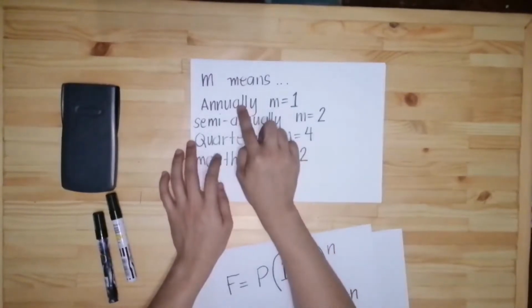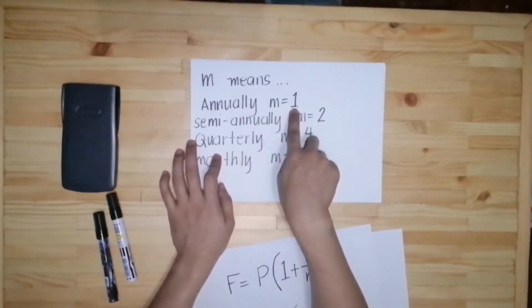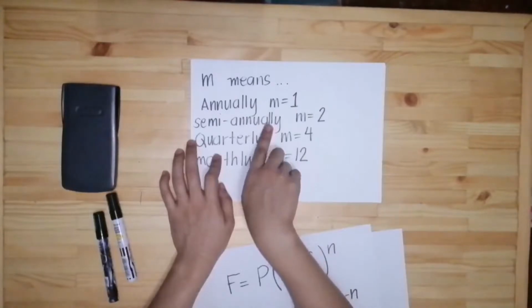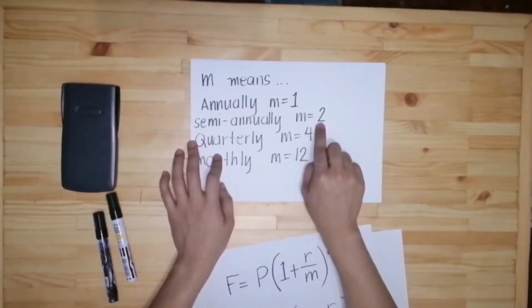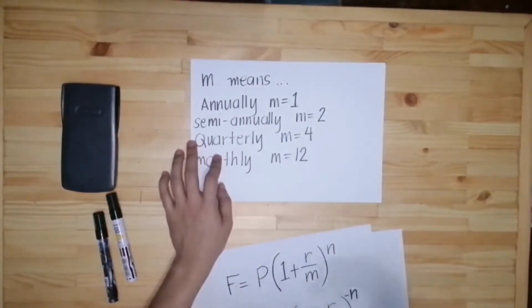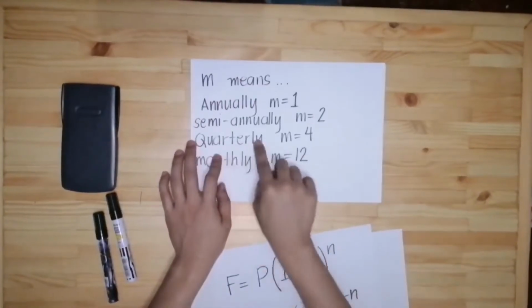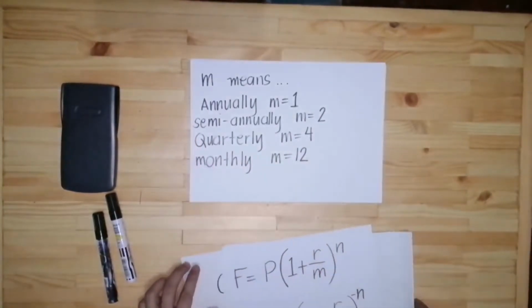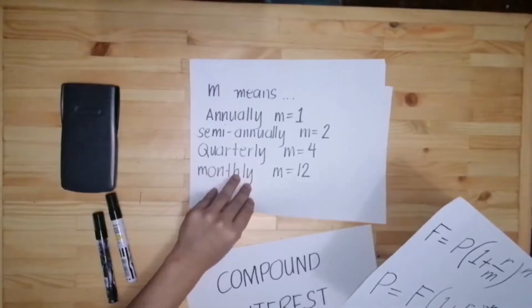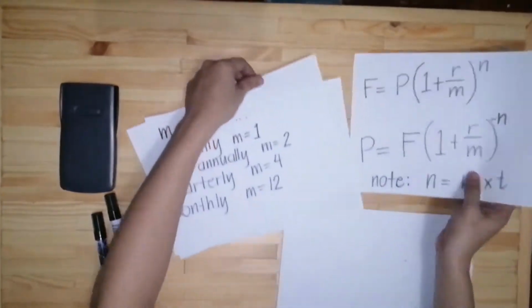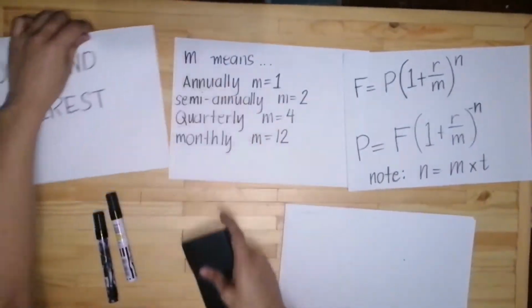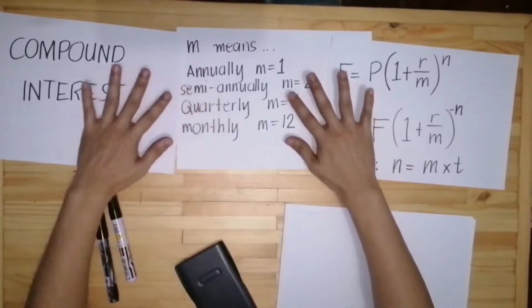So annually, ibig sabihin yearly, kada taon magbabayad, kaya meron tayong 1 dito. Semi-annually, dalawang beses, semi-annually, kalahating taon. So every 6 months, so meron dalawang beses ka magbabayad sa isang taon para mabayaran yung inutang mo or yung umutang sa'yo. Quarterly, 4, so monthly is 12. So para mas maintindihan ninyo, I'll be giving some examples here para mas maintindihan nyo kung saan ginagamit yung mga formulas natin. So ito yan, lapag ko na lang muna yun dito.